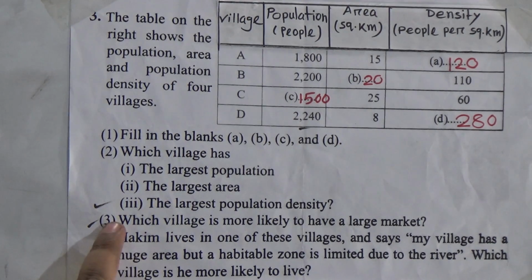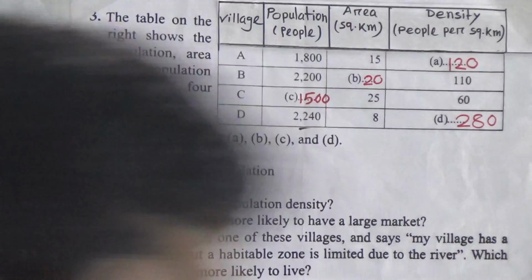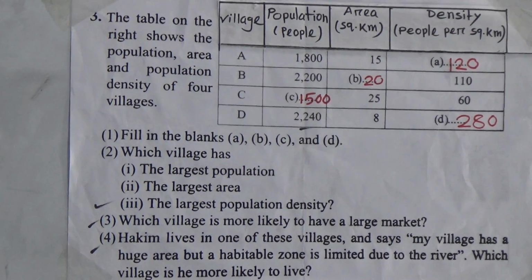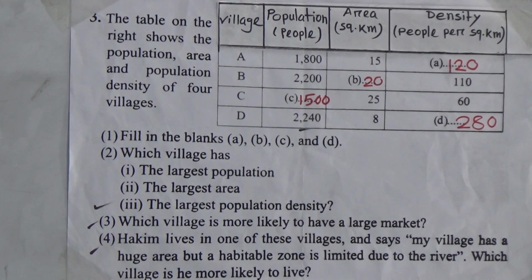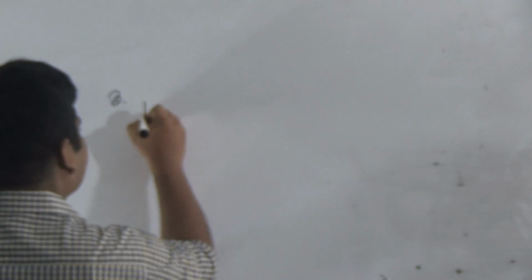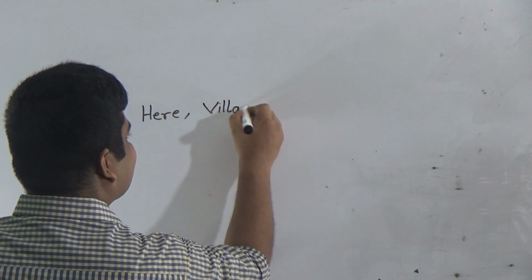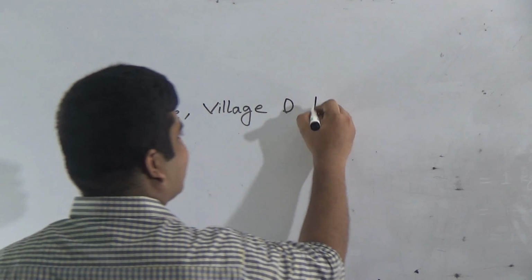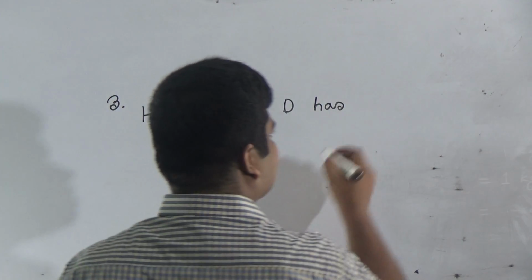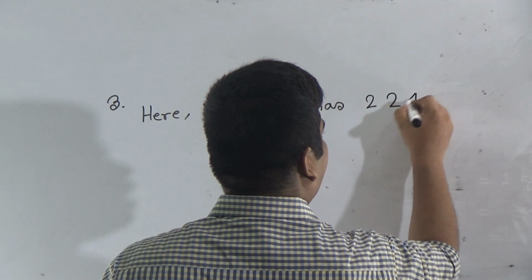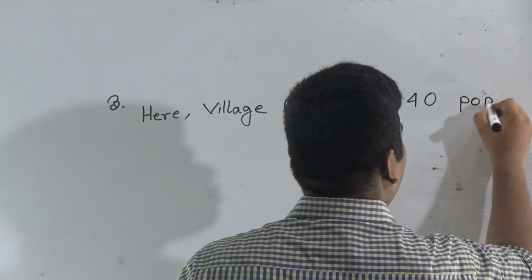At first we solve question number 3. My dear students, question number 3: which village is more likely to have a large market? First of all, you write here: village D has 2,240 people.